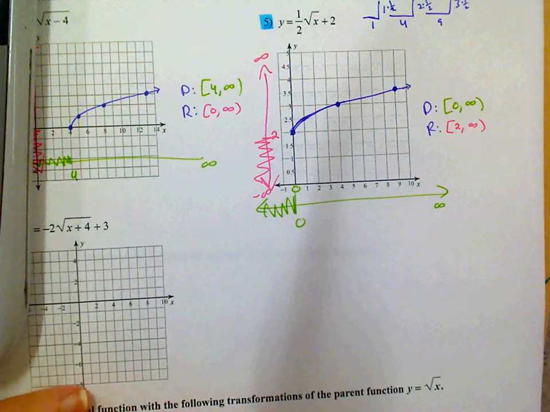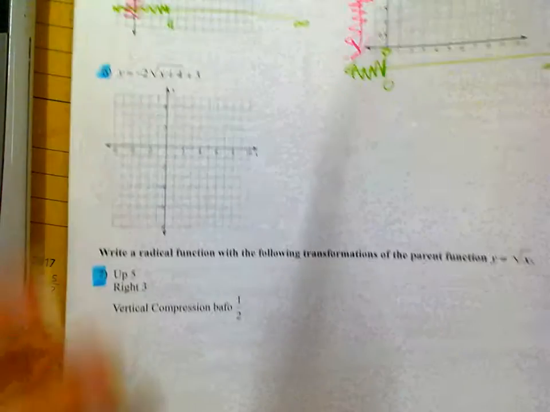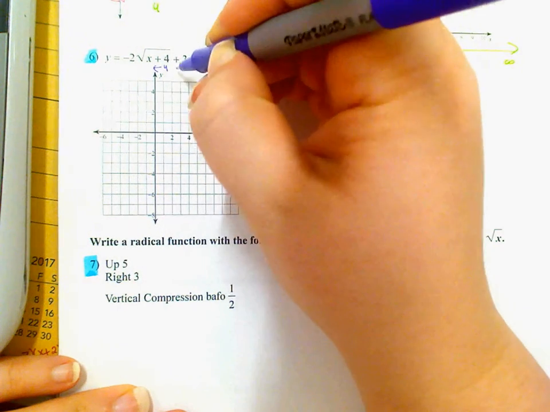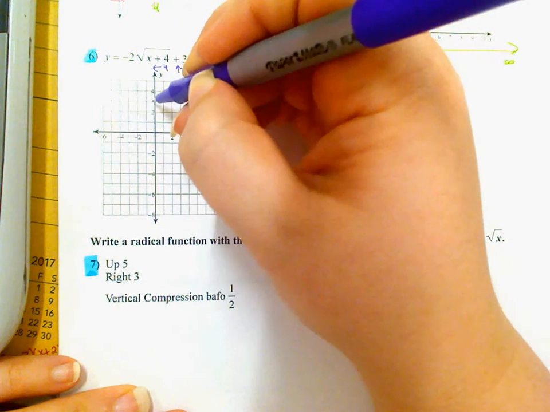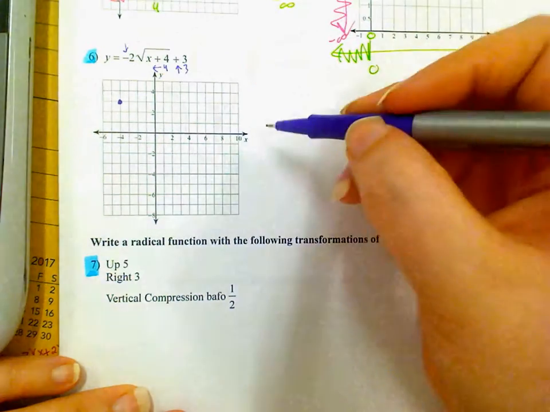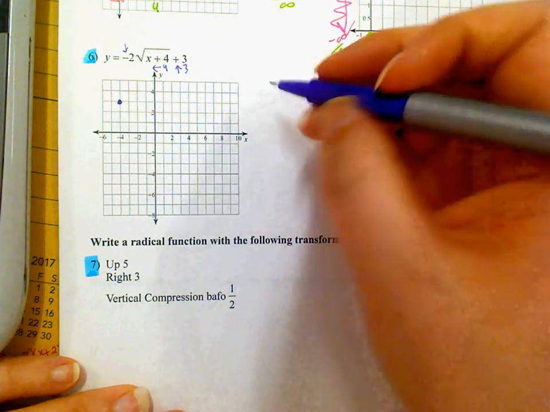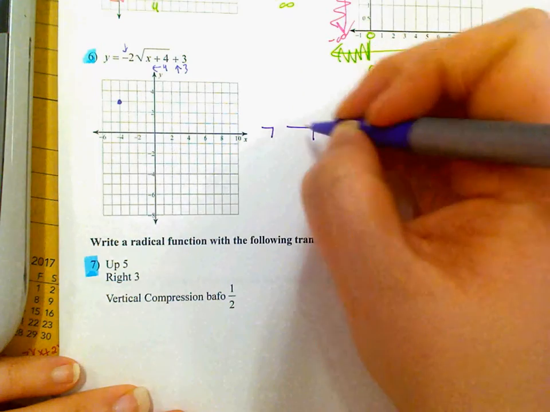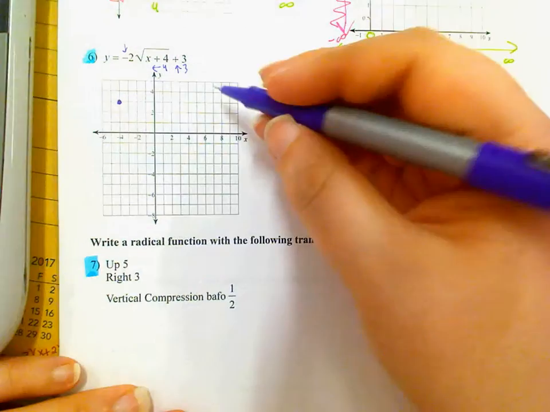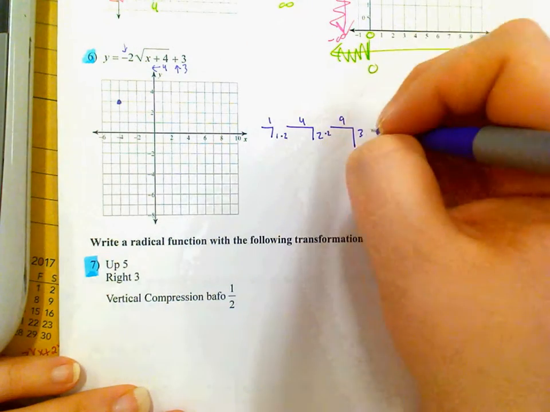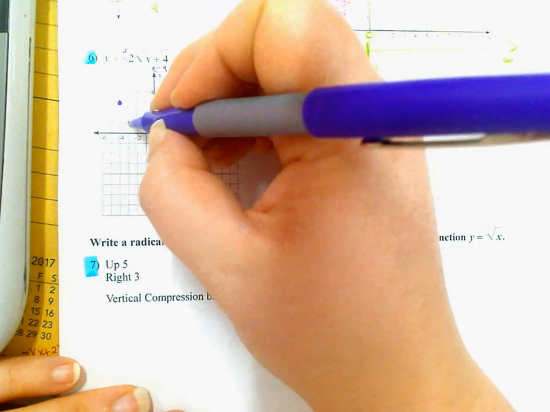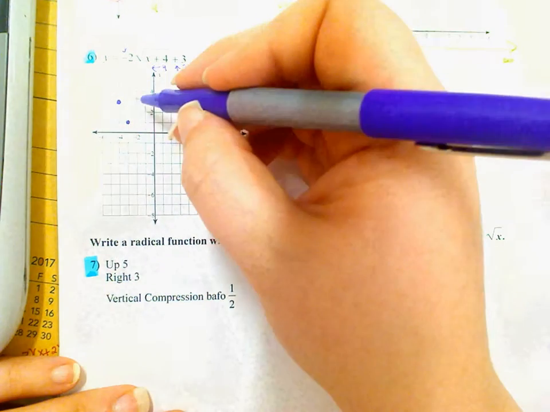Now number 6, we've got a left 4 and an up 3. So I'm going to go left 4 and up 3. And then this negative means that instead of going to the right and up, we're going to go to the right and down. So 1, 1, 4, 2, 9, 3. And then the 2 is a vertical stretch by 2, so I'm going to multiply by 2. Okay, so I know I'm going to go over 1 and down 2 instead of over 1 and down 1. Over 4 and down 4. So 1, 2, 3, 4, and down 4. And then over 9 and down 6.